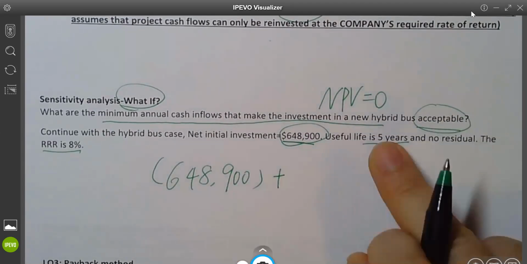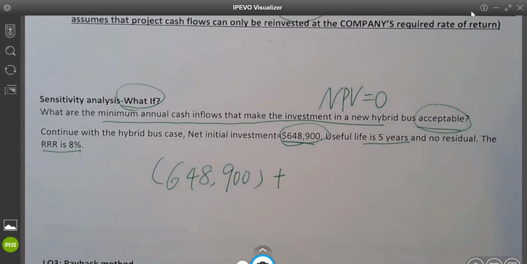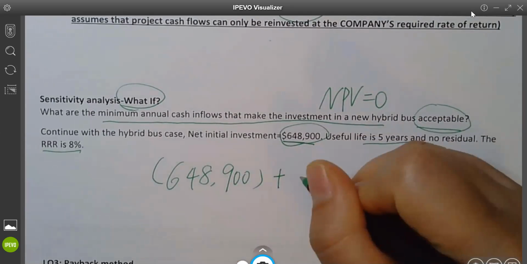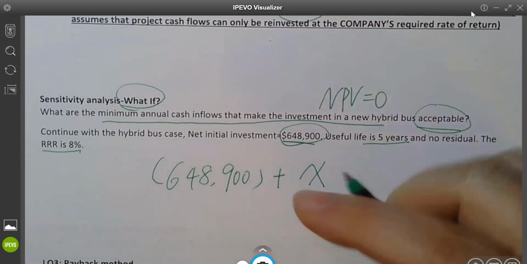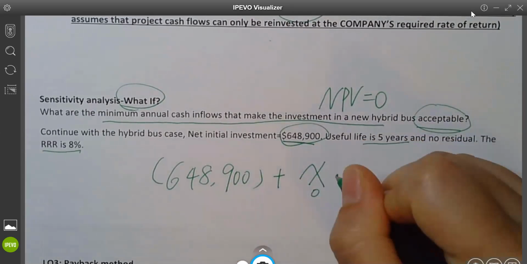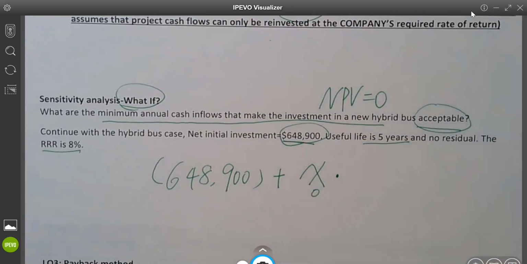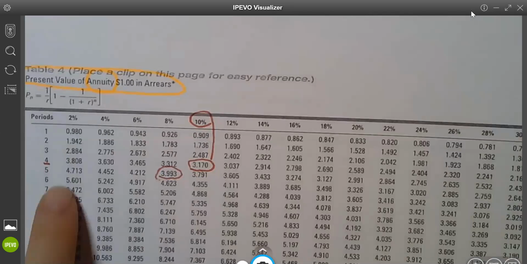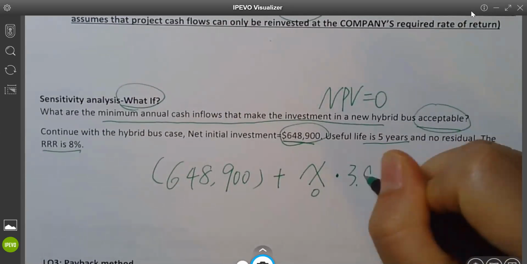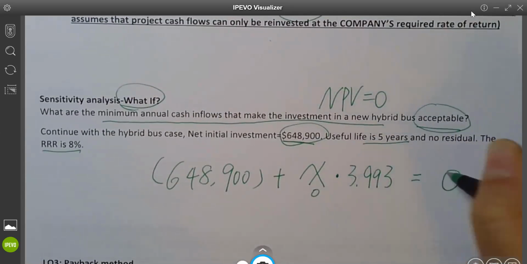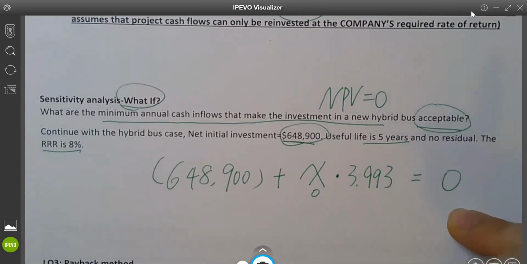Every year you get an annual cash inflow. If nothing is said, you just assume it's an even amount. We don't know what the cash flow is. Your math teacher told you that if you don't know anything, you put it as X. I don't know it, but I know I need to discount it back using table 4. The discount factor for 5 years at 8% is 3.993, and I know my NPV has to be 0.